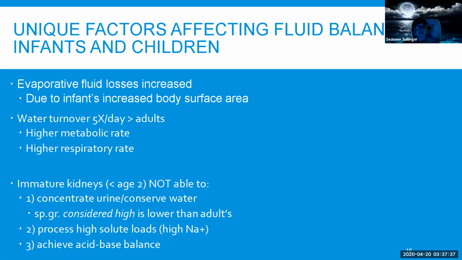So different factors that affect fluid balance for infants and children. The evaporative losses are increased because they have an increased body surface area. The metabolic rate is higher, the respiratory rate is higher, so there can be losses there. The kidneys are very immature, especially under age 2, and so it's very difficult for the children that are younger to concentrate the urine, to conserve water, to process high sodium loads, and to achieve acid-base balance.